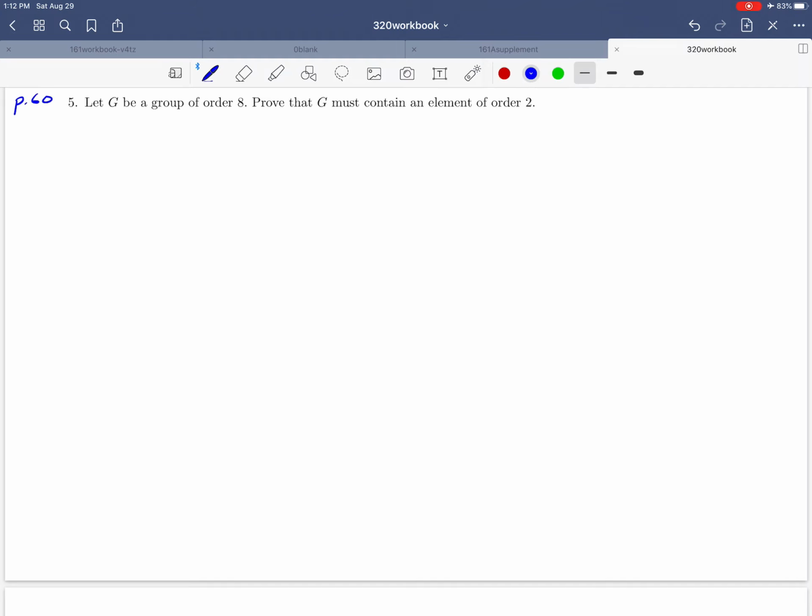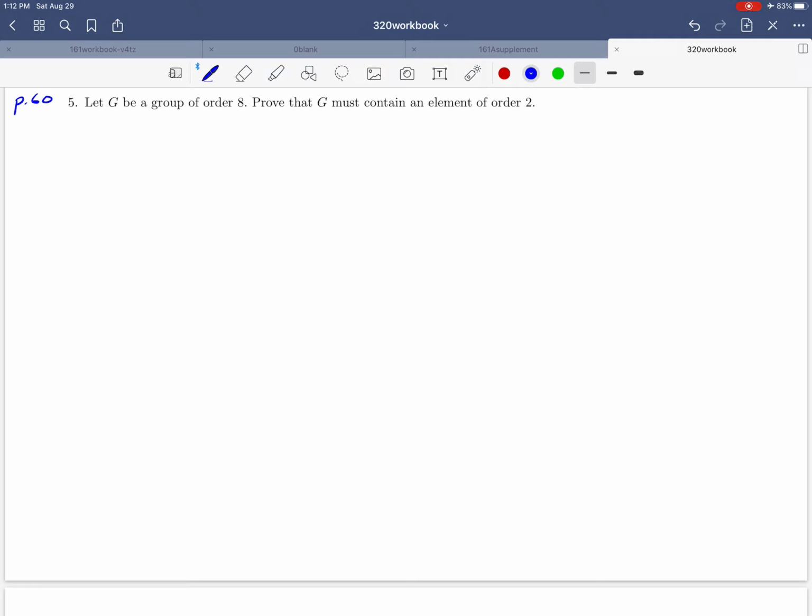So they're giving us a group of order 8 and they'd like us to show that G must contain an element of order 2. So basically saying here that you take any group of order 8, no matter what it might look like, abelian, non-abelian, cyclic, not cyclic, we'd like to prove that there's got to be at least one element of order 2 somewhere in that group.